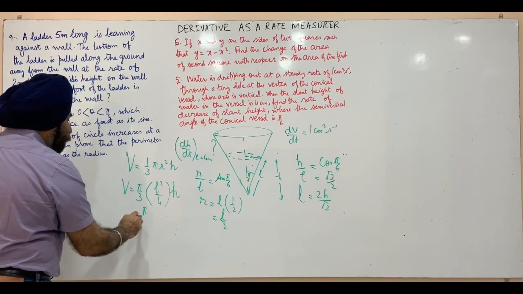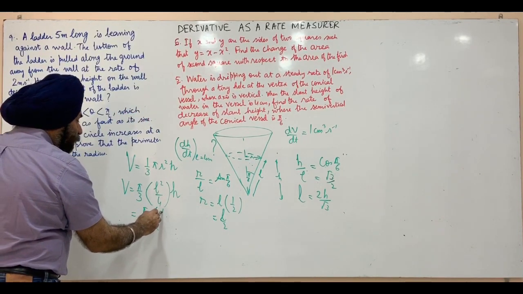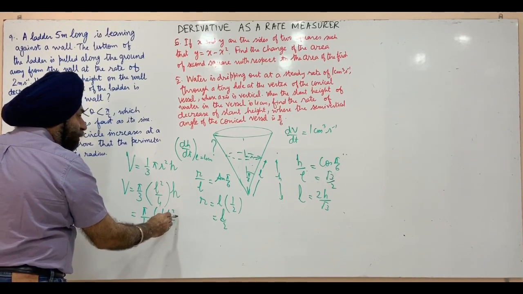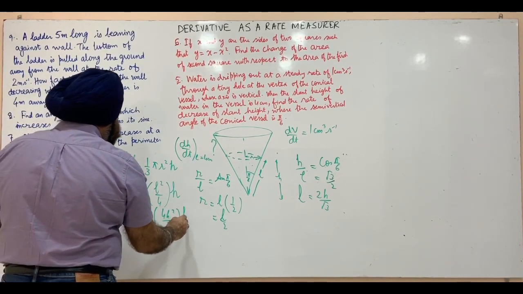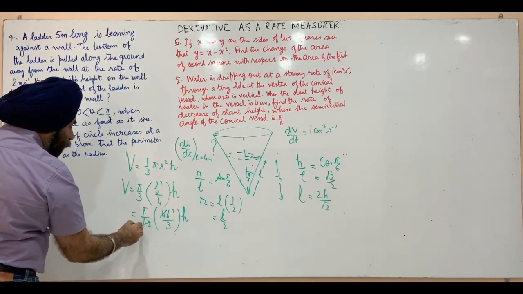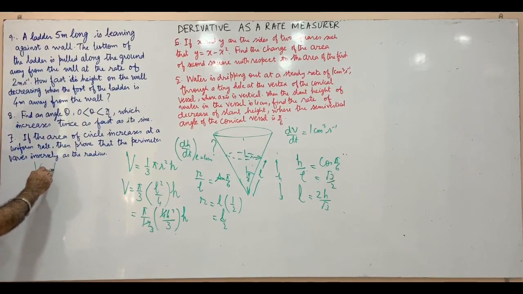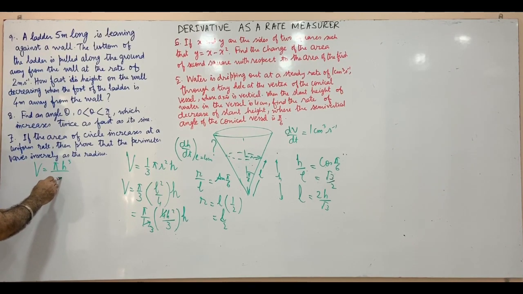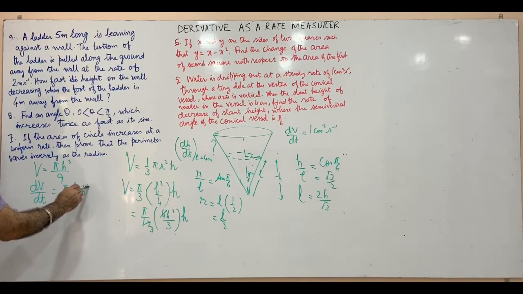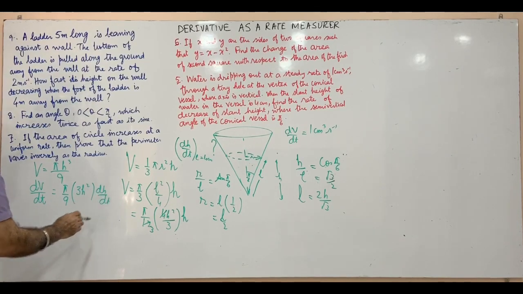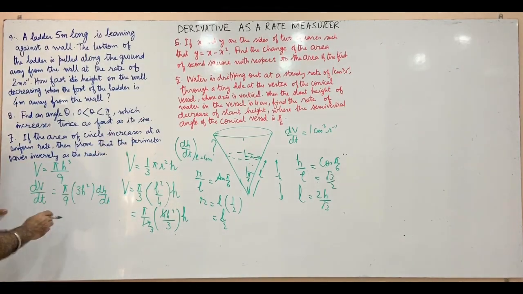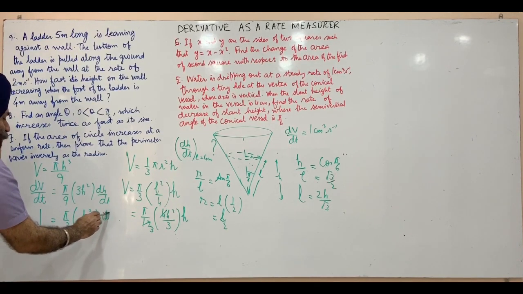This is pi by 12 L square. L square is 4 h square by 3, and into this is h. This is 4, 3s are, volume is pi h cube upon 3 into 3, 9. So dV by dt will be pi by 9 into 3h square into dh by dt. dV by dt is given 1. Substituting values, this is pi by 3, then h square into dh by dt.